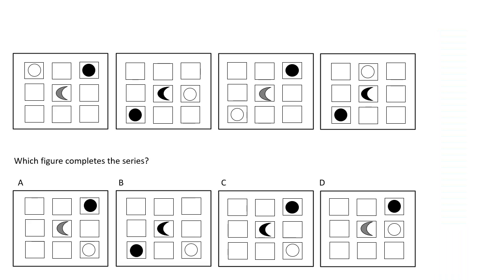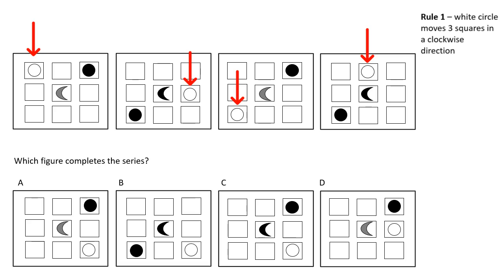Okay, so this question has 3 rules. The first is that the white circle moves 3 spaces in a clockwise direction. So we can work out that in the next figure, the white circle should be here in the bottom right. So we can rule out D.